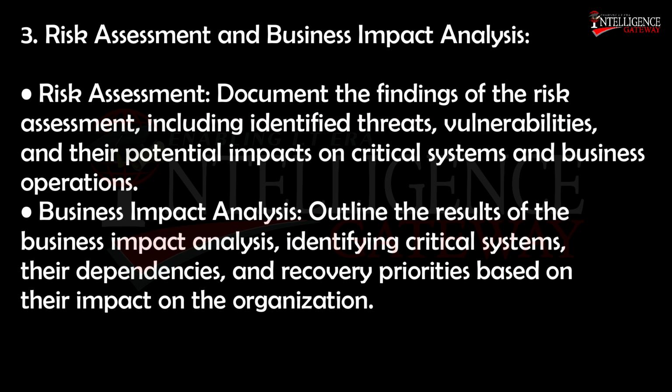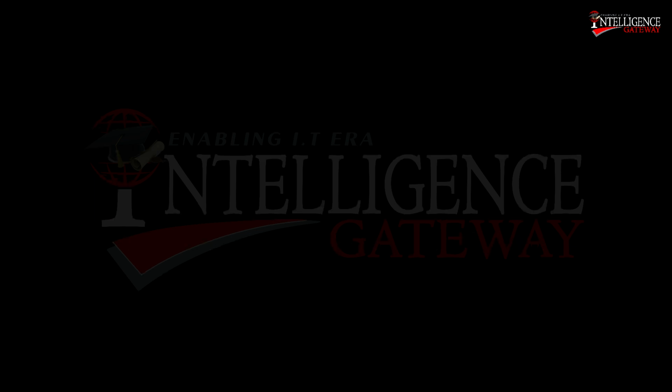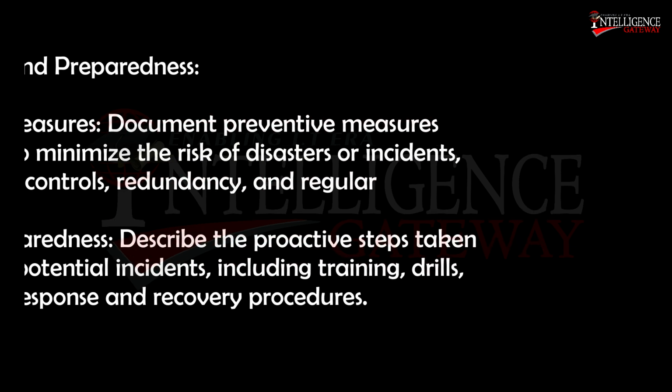3. Risk assessment and business impact analysis. Risk assessment. Document the findings of the risk assessment, including identified threats, vulnerabilities, and their potential impacts on critical systems and business operations. Business impact analysis. Outline the results of the business impact analysis, identifying critical systems, their dependencies, and recovery priorities based on their impact on the organization.